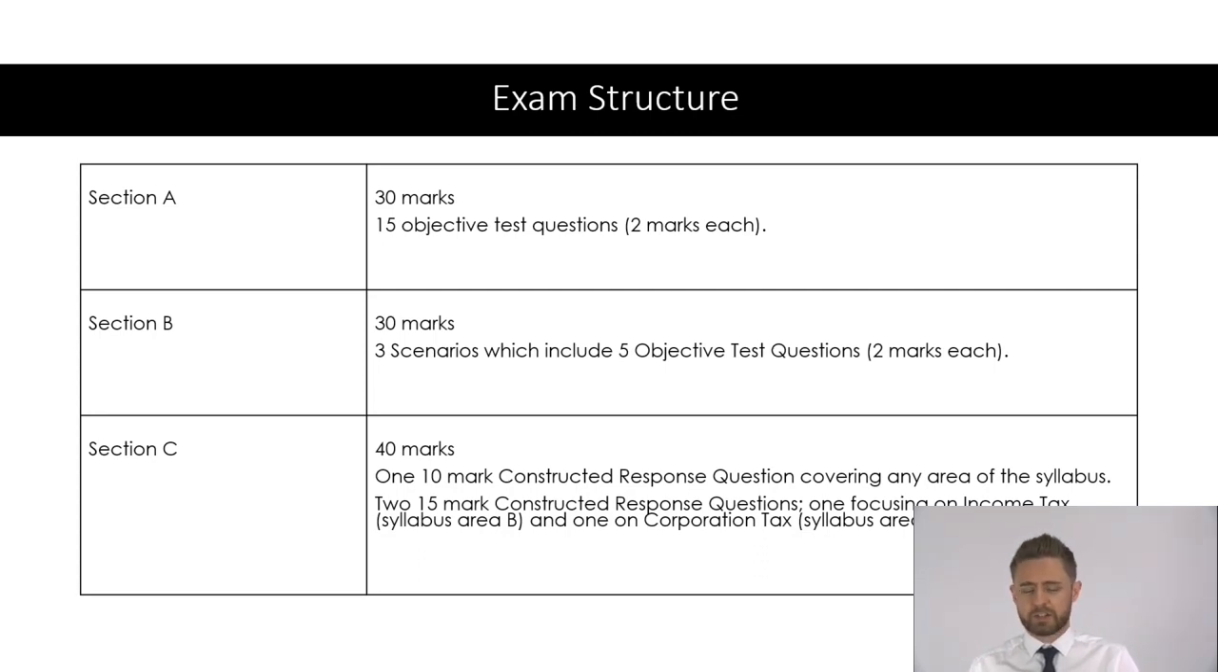As you can see here, section A, you've got your 30 marks, which is your 15 OTQs, your objective test questions. Now remember, your OTQs, they're like your multiple choice, but a little bit more fancier. So fill in the blank box, drag and drop, true and false, A, B, C, D options. So all of these questions, as you know, are all worth 2 marks.